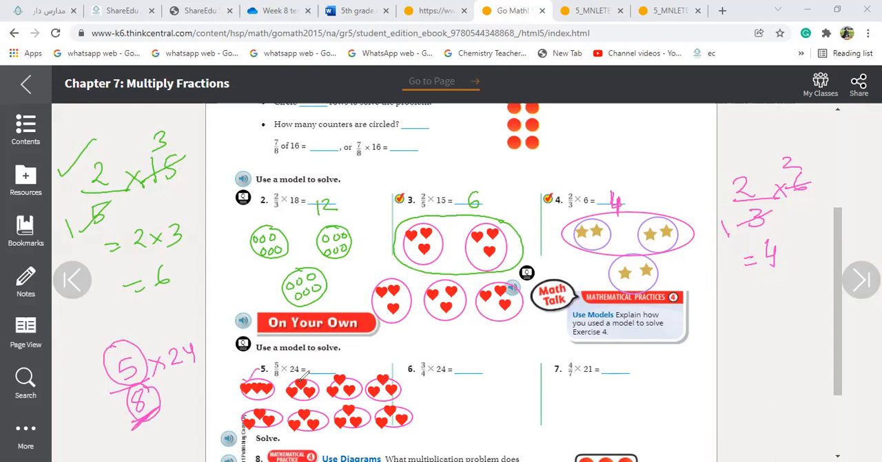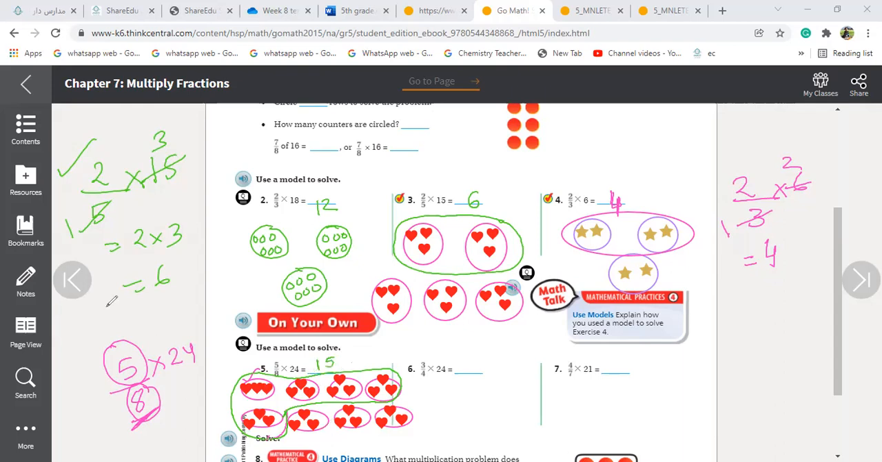1, 2, 3, 4, 5. How do you circle 5 groups? You circle it this way. And then count how many there are in 5 groups. So you know it's 3 times 5, because in each it's 3 and there are 5 groups. So your answer is 15. Understood, Rital?